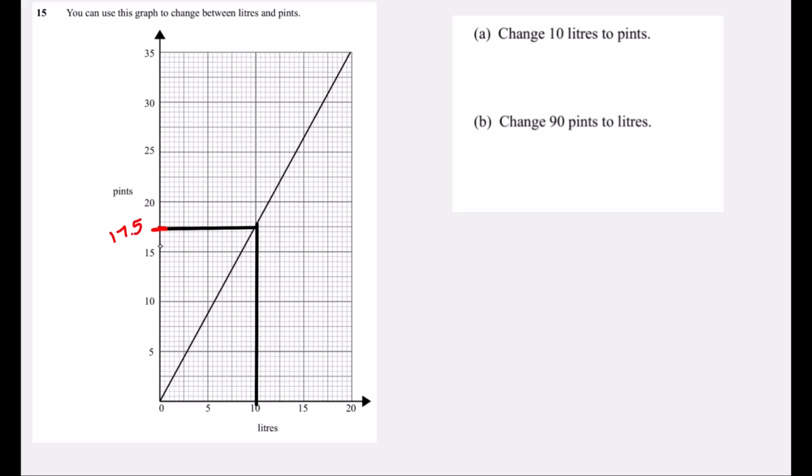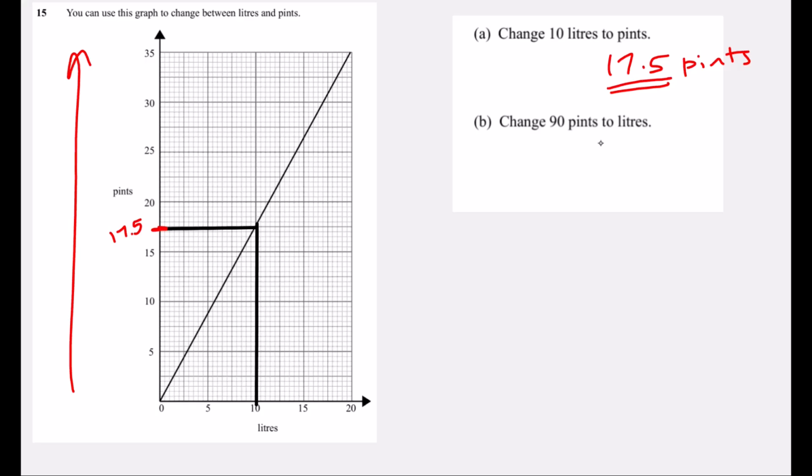So each little box is worth 0.5. So it goes 15, 15.5, 16, 16.5, 17, 17.5. So our answer is 17.5 pints. Change 90 pints to litres. So we can see 90 isn't on our graph. It only goes up to 35. So how can we make a 90?